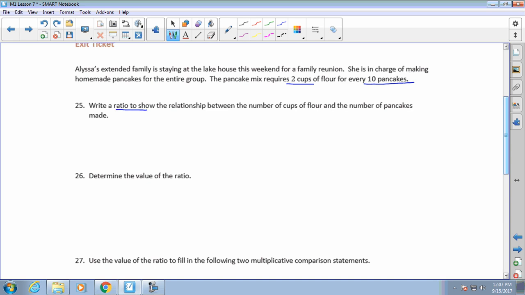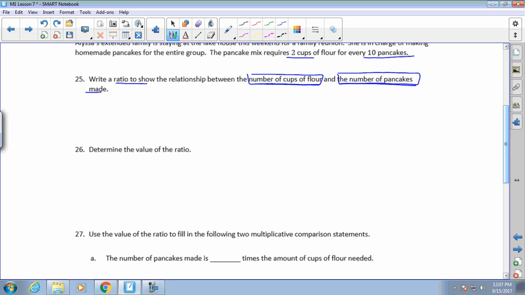Write a ratio to show the relationship between the number of cups of flour and the number of pancakes. So when you write that ratio, it is looking for cups of flour first, and then the pancakes you can make with that. And then the value of the ratio, you're going to want to write that same ratio as a fraction, and then you want to simplify it. Put it in lowest terms. Okay? So you're going to get a fraction here, and then you are going to simplify that down.